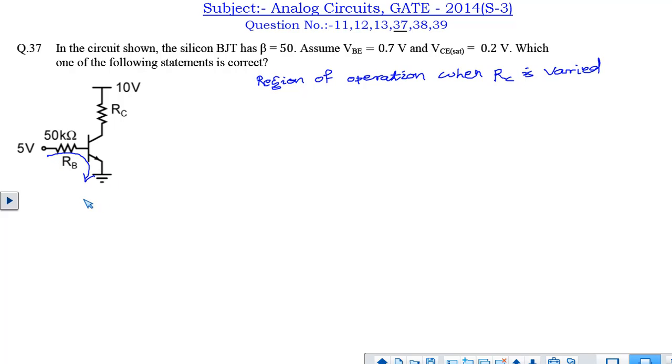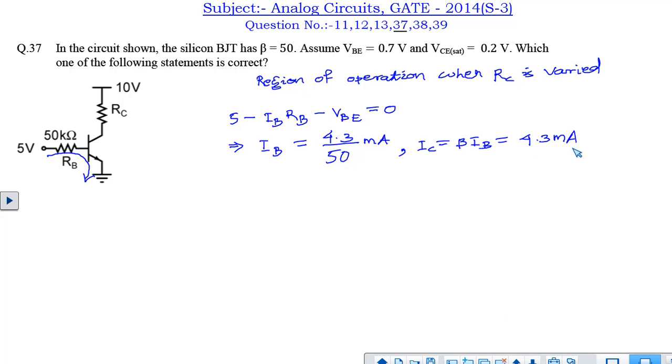So let us apply KVL across this loop. Then we get 5 minus IB into RB minus VB equal to 0. From this we can easily get the value of IB. IB is nothing but 4.3 divided by 50 milliampere. Then, since the beta value is also given, we get the IC value to be 4.3 milliampere. Suppose the voltage here is VC. Then VC is nothing but 10 minus IC into RC, which is nothing but VCE, because the emitter voltage is 0, so VC is VCE.